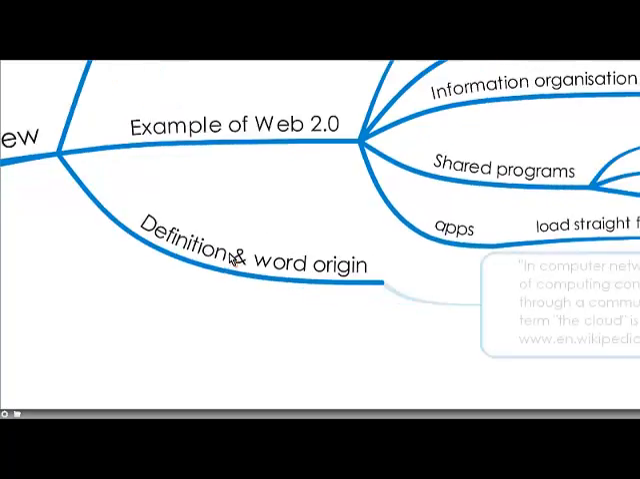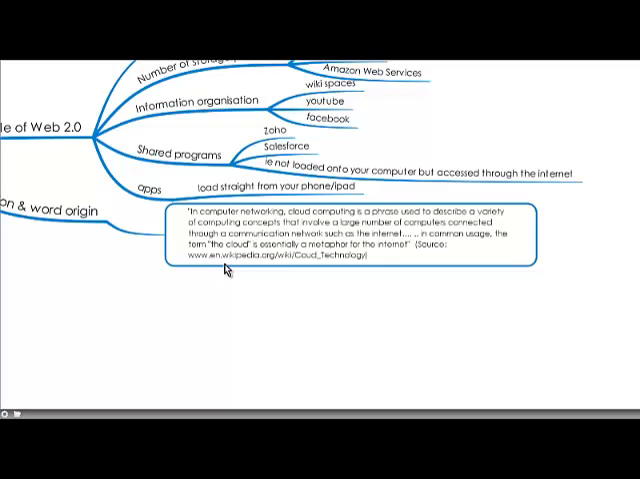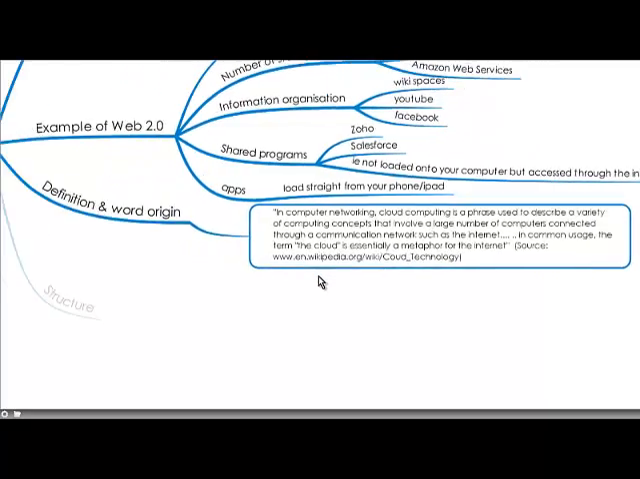So what is the definition of cloud computing? Well, cloud computing is a phrase used to describe a variety of computing concepts that involve a large number of computers connected through a communication channel such as the internet. In common usage, the term the cloud is essentially a metaphor for the internet.